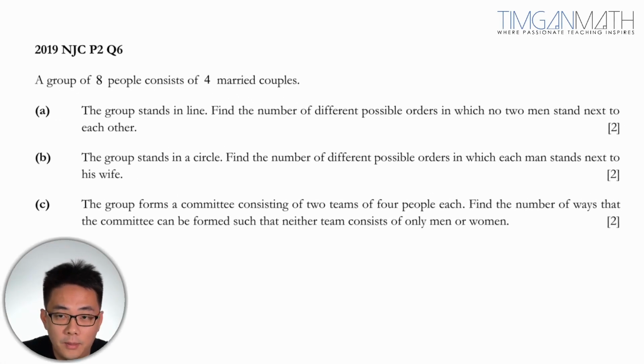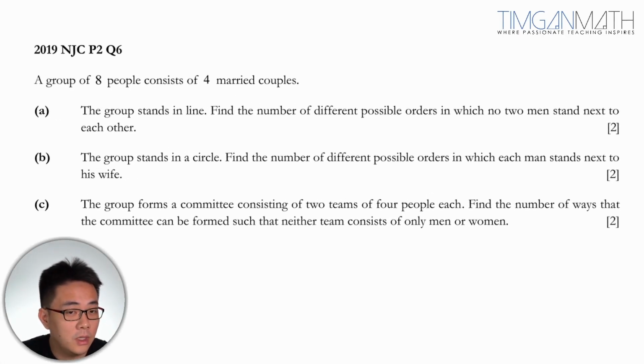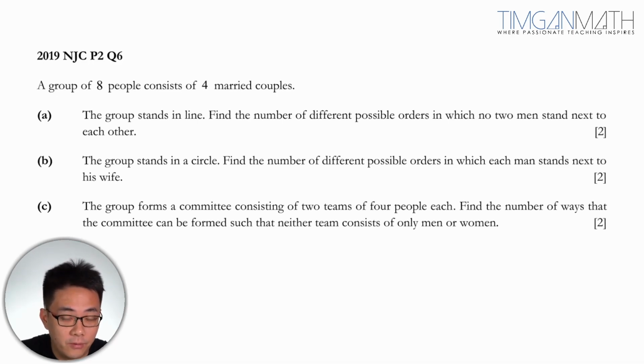Hi students, let's look at this question here, which is on P&C. Let's see how I can do this proficiently. It's taken from 2019 NJC paper 2 question 6, the prelim paper. You are given that a group of 8 people consists of 4 married couples. The group stands in line. Find the number of different possible orders in which no 2 men stand next to each other.